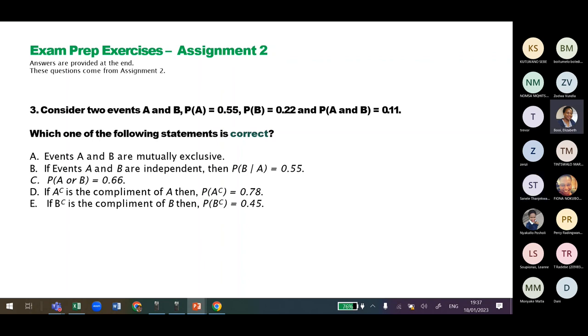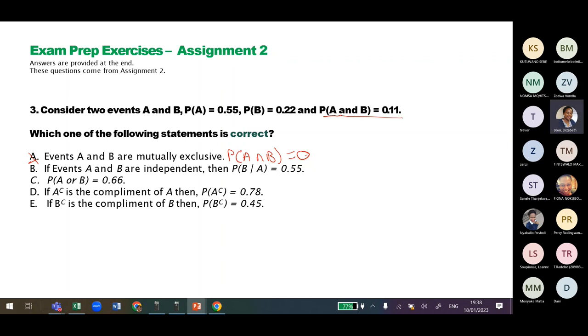What do we know about mutually exclusive events? If events A and B are mutually exclusive, the probability of their joint event A and B will be equals to zero. From the statement that they have given us in the beginning, are they equals to zero? No, they're not. So therefore, that is not correct. Therefore, it means events A and B are not mutually exclusive.